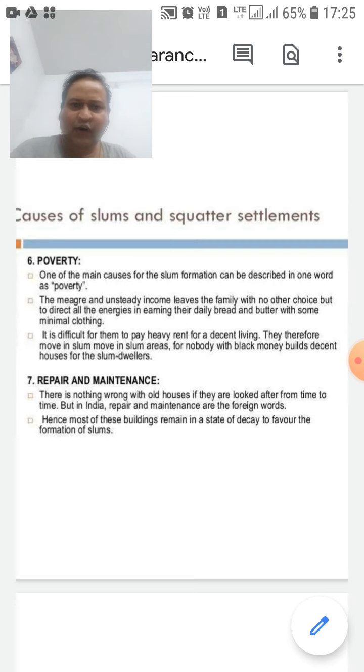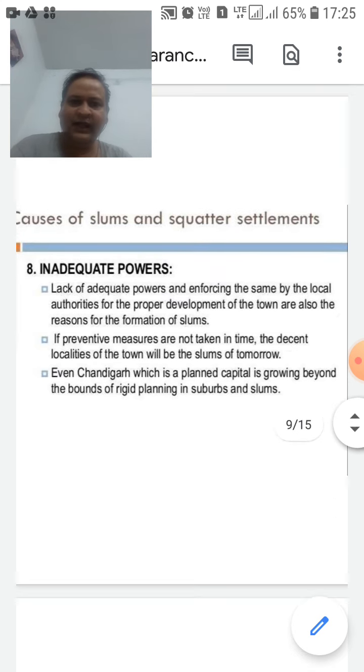Poverty is one of the major reasons for slums. One of the major causes of slum formation can be described in one word as poverty. The meager and unsteady income leaves the family with no other choice but to direct all their energies to earning their daily bread and butter with some minimal clothing. It is difficult for them to pay heavy rents for decent housing. They therefore move into slum areas, and nobody with black money builds decent houses for the slum dwellers. Repairs and maintenance: there is nothing wrong with old houses if they are looked after from time to time, but in India, repair and maintenance are foreign words. Hence, most of these buildings remain in a state of decay, which favors the formation of slums.